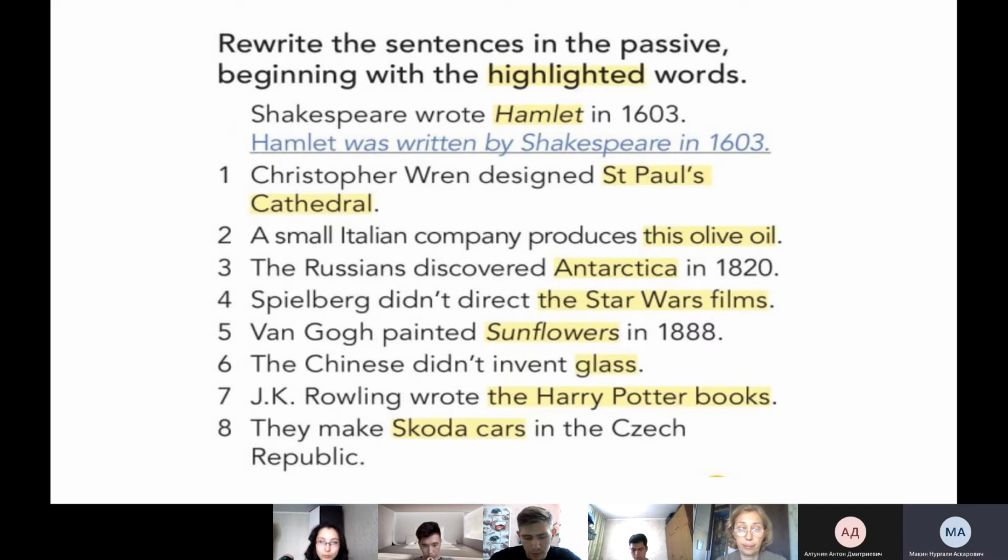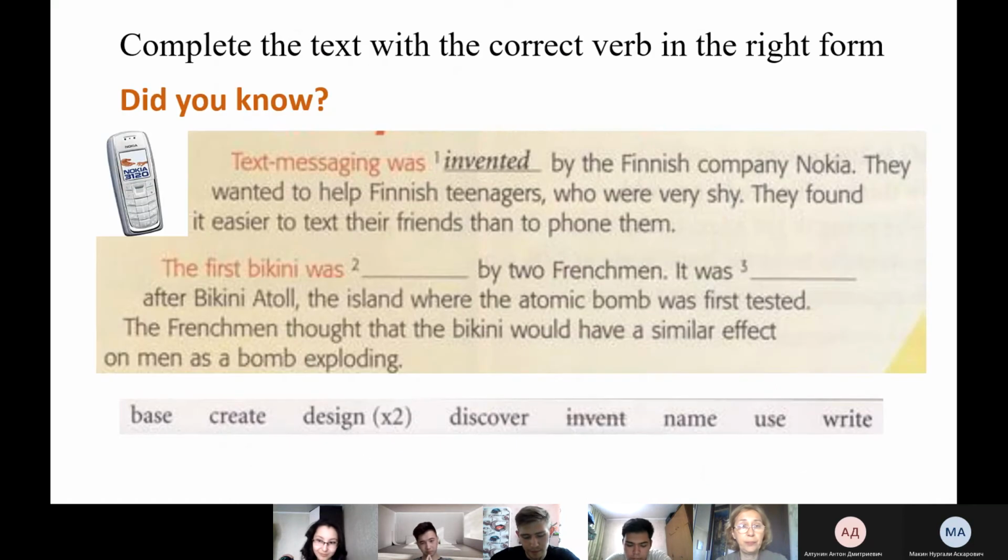Written by Jacqueline Rowling. Yes, Joanne yes. Rowling. J.K. Rowling. Okay, were written. You're right. Okay, so no problem. So I think it's not easy, not so hard to understand the passive voice.